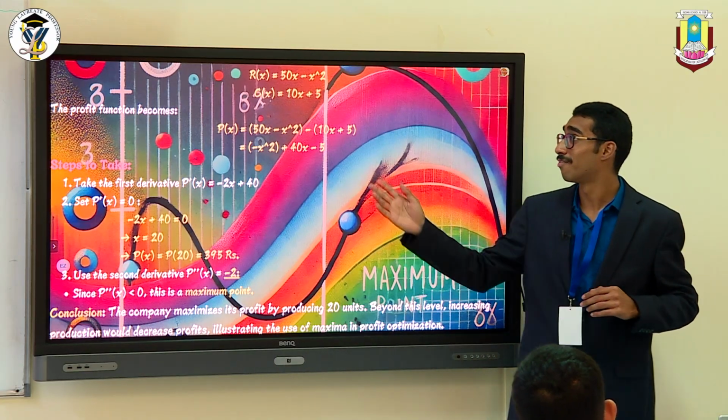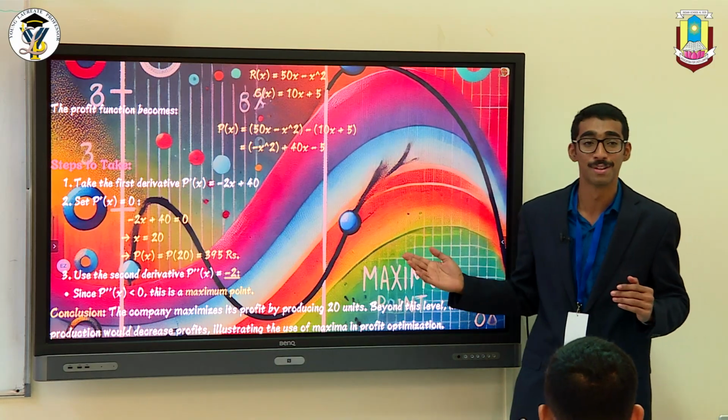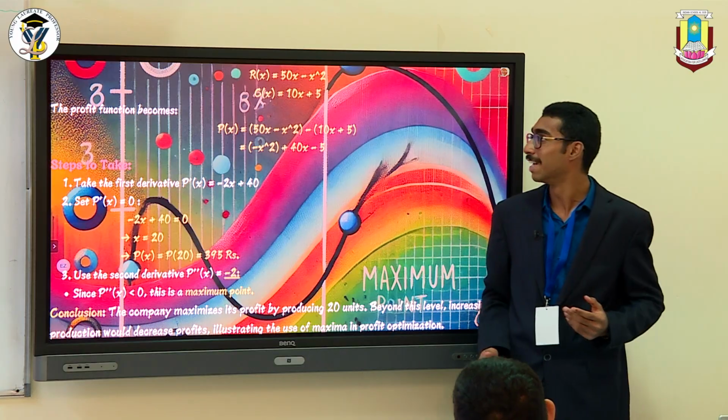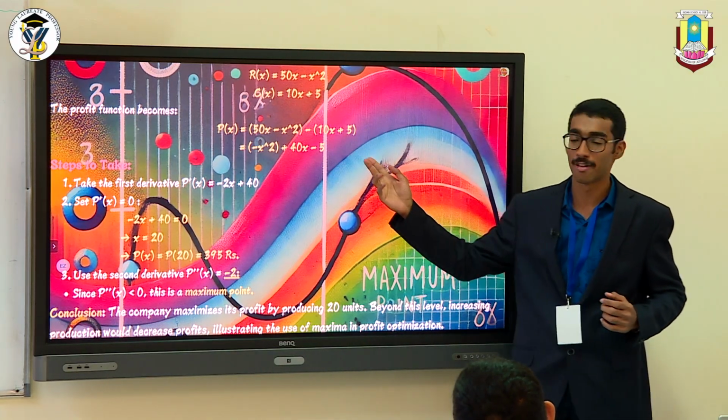Now you will say, why is the function so complicated? In real life applications, usually it's like this only. You will hardly find any simple functions. In fact, it's more complicated than this. And the cost function is 10x plus 5.